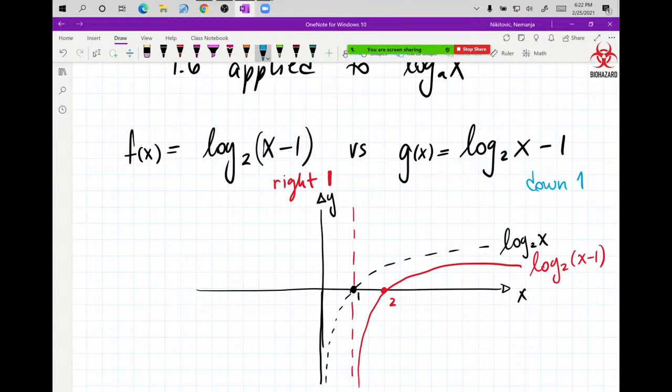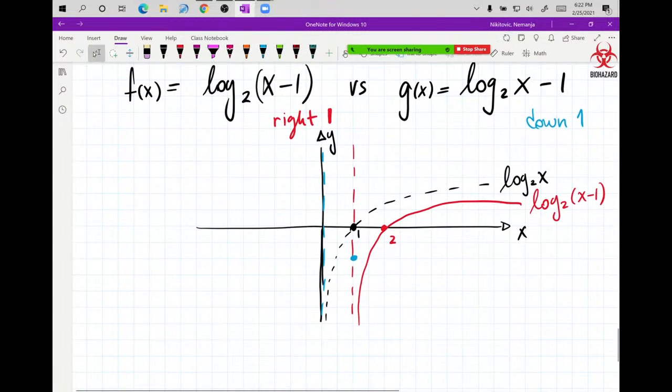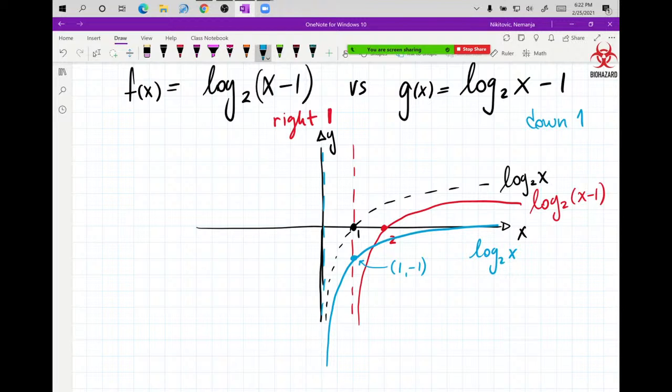The blue one is down 1. So the blue one is going to go through here, and the blue asymptote stays where it is because you're just taking this asymptote and shifting it down. So the blue one is going like this. And the point that it goes through is 1 and negative 1. So that's your log 2 of x, minus 1.